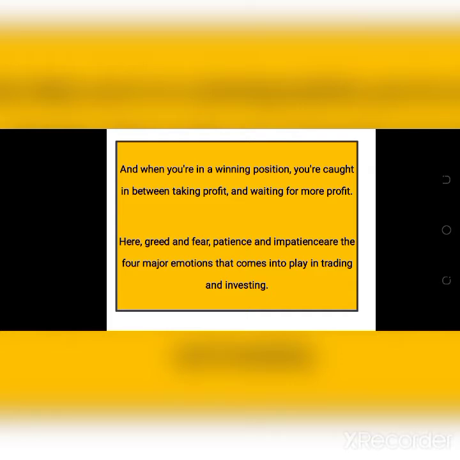Yeah. So here, greed and fear, patience and impatience are the four major emotions that come into play in trading and investment. Greed when you are making money, fear when you are losing, patience and impatience. This patience and impatience has to do with investment. There are times whereby okay, you've been holding a particular coin for maybe 4 weeks. There's no incredible pump on the coin. So you sell off, and 1 or 2 days later, it starts pumping. So that's impatience. Right.